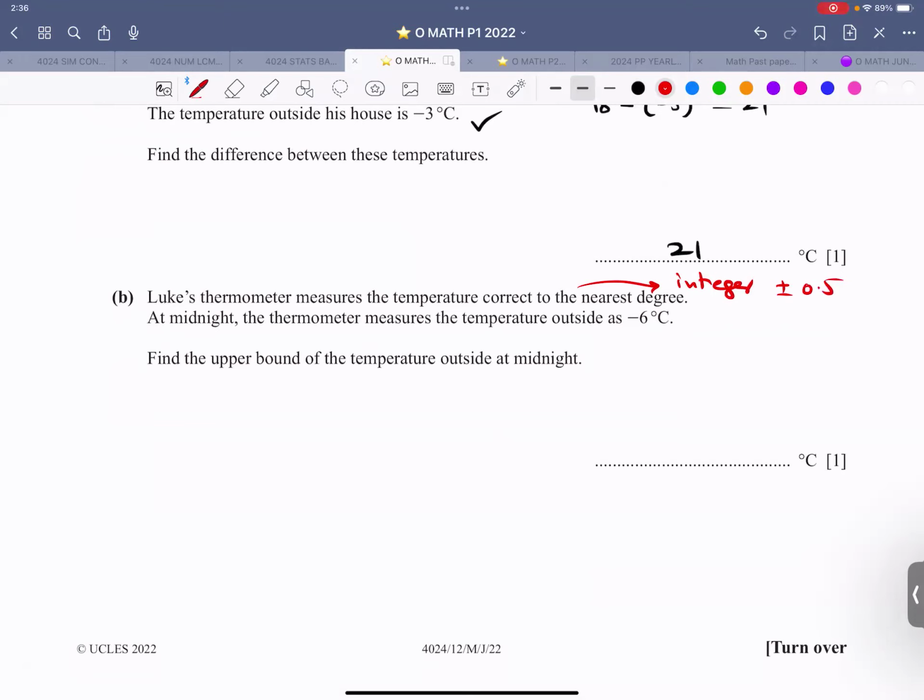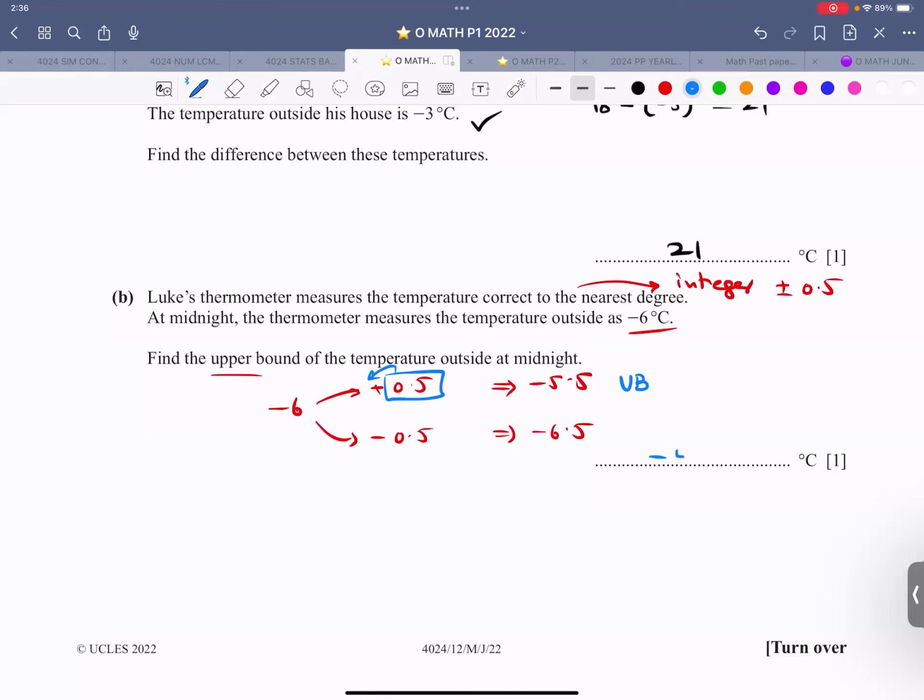At midnight, the thermometer measures the temperature outside as -6 degrees Celsius. Find the upper bound of the temperature. Now, first of all, -6, if I add 0.5, that is -5.5. And if I subtract 0.5, that is -6.5. So this is obtained by addition. That means this is the upper bound, and naturally this is the bigger value.